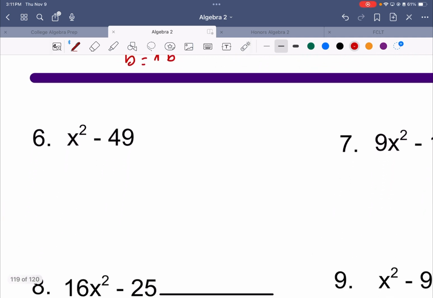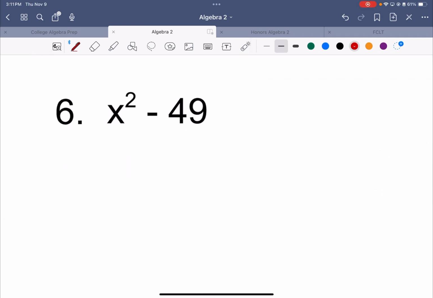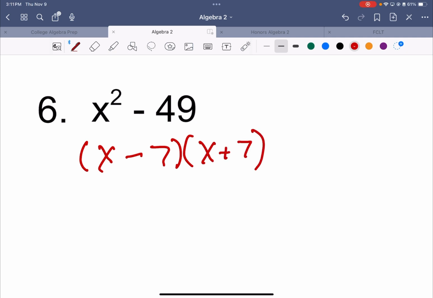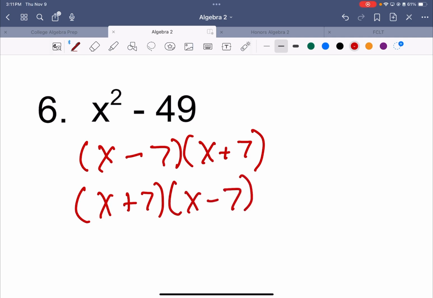So if we look at number 6, it's x squared minus 49. I always look at the minus first. I make sure it's subtracting first. And then I say, okay, I can probably do it. Square root of x squared is x, minus square root of 49, 7. So it's x minus 7, x plus 7. If you put x plus 7 and then x minus 7, it's the same thing. Okay.